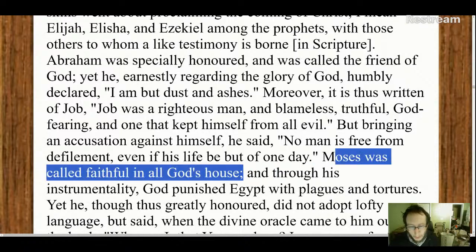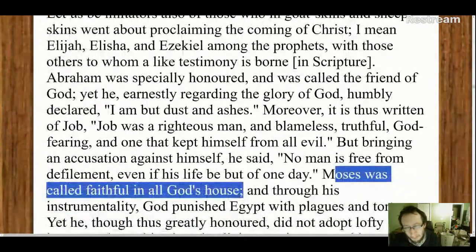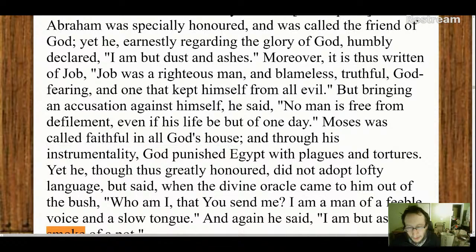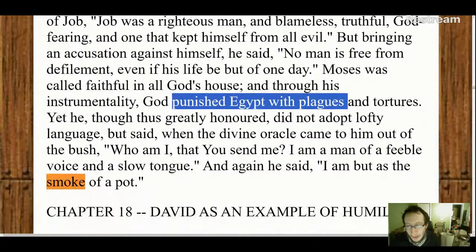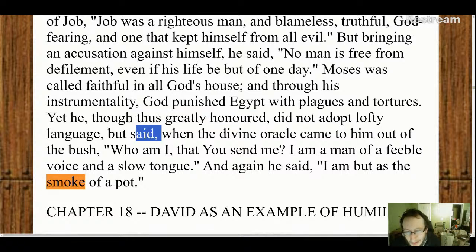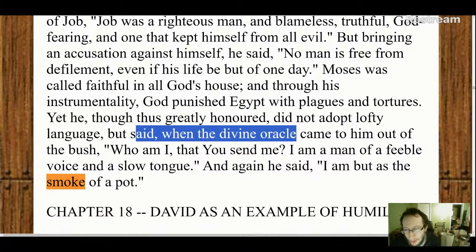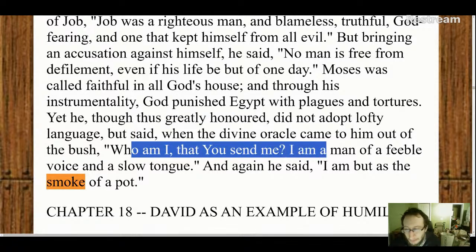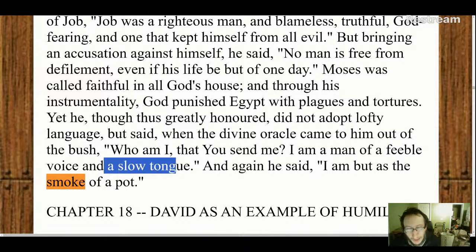Moses was called faithful in all God's house. So this is chapter 17 of 1 Clement. And through his instrumentality, God punished Egypt with plagues and tortures. Yet he, though thus greatly honored, did not adopt lofty language, but said when the divine oracle came to him out of the bush, Who am I that you send me? I am a man of a feeble voice and a slow tongue. And again he said, I am but as the smoke of a pot.